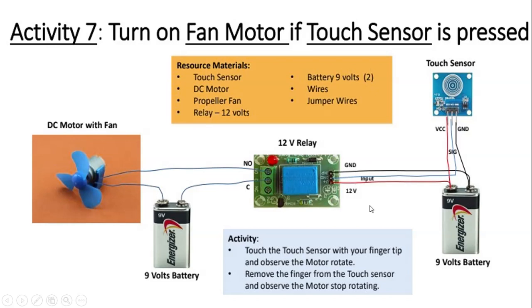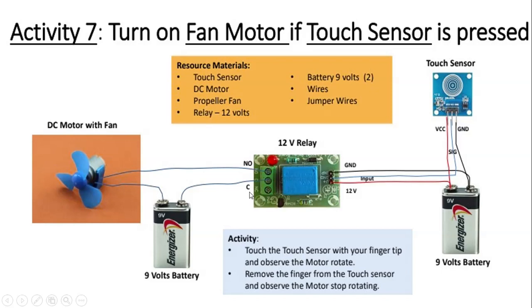The relay also has three terminals: at one end we have the ground, 12 volt, and then the input. We connect the positive terminal of the 9 volt battery to the 12 volt terminal. The input means the signal and the ground. Whenever we touch the touch sensor, the relay works as normally closed and normally open. The relay has three connections: center, normally open, and normally closed.